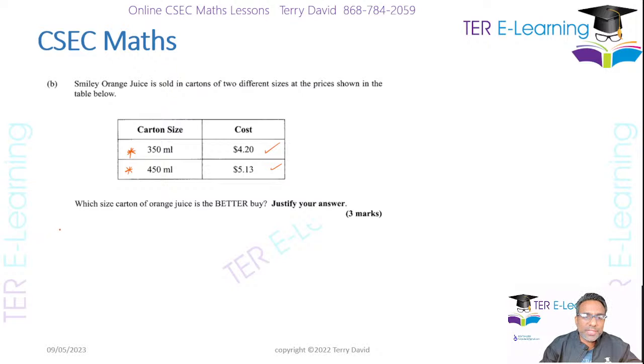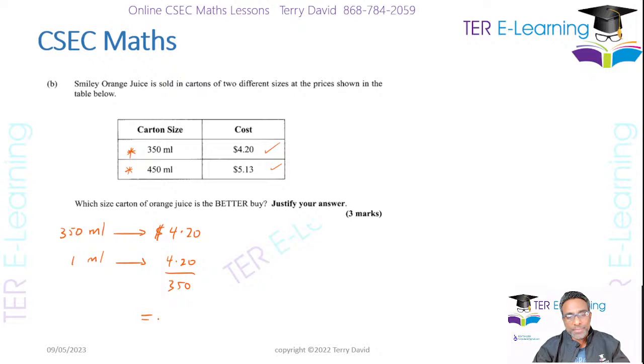So the first one, we have 350 milliliters, which is costing us $4.20. So what we would do is find the cost per milliliter. So you're finding the cost for 1 milliliter. To do that, you're going to take $4.20 and divide that by 350 milliliters. So 4.2 divided by 350, you're going to get 0.012.